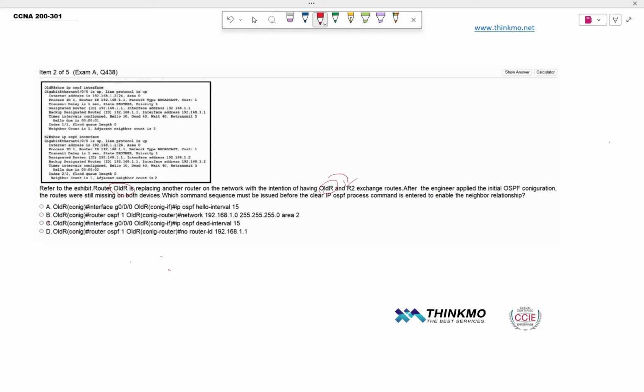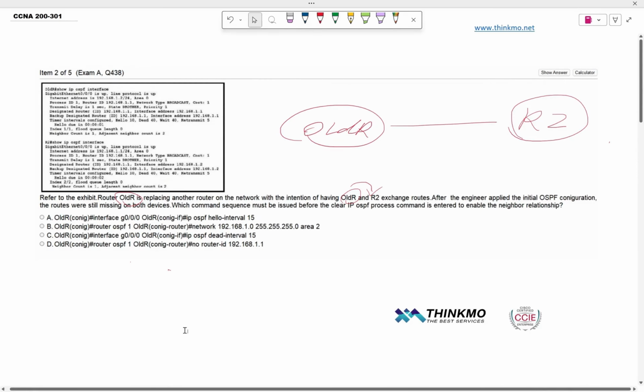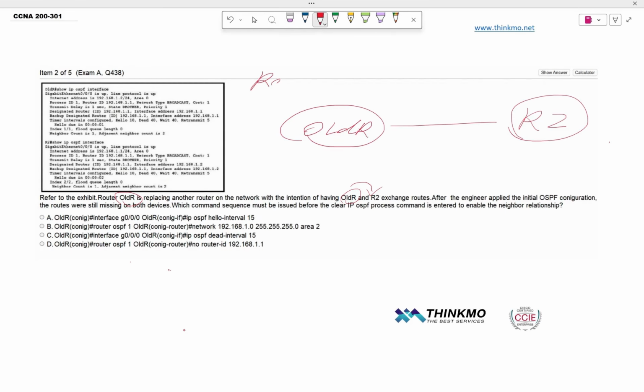One is called old DDR. This router also has a path called R2. We need to connect these two routers together and let them synchronize their routing information, right? Now, after I configured OSPF, the routes haven't been exchanged, so which configurations need to be modified? This diagram isn't very clear, but where does the problem actually occur? It's with their router IDs. Both of them are using the same router ID.